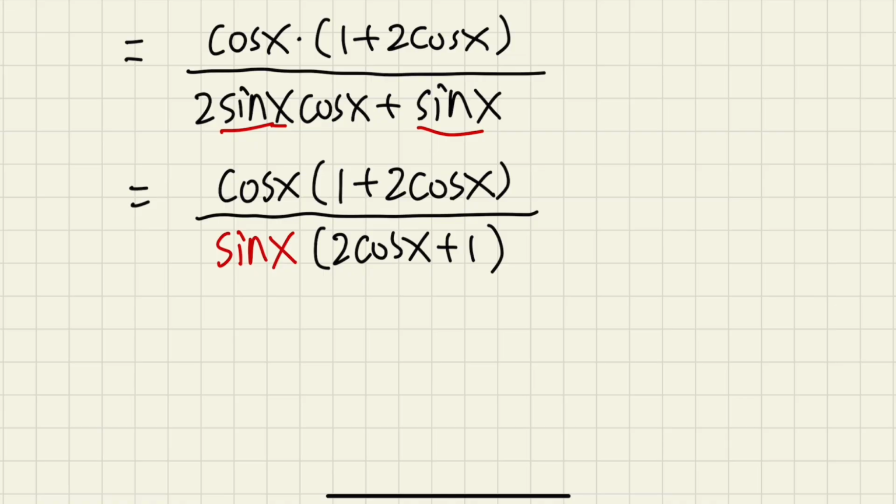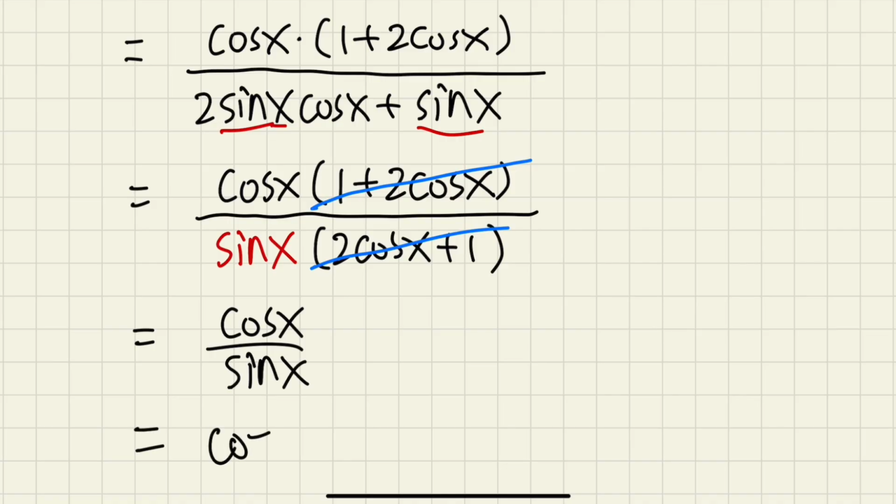Now, do we see it? Hopefully we do. Have a look. On the top here, this is 1 plus 2 cosine x. On the bottom here, this is 2 cosine x plus 1. The order of addition doesn't matter, so they are really the same thing. So we can cancel them out. And we have cosine x over sin x, which becomes what? Cotangent x, and we're done. Just like that.